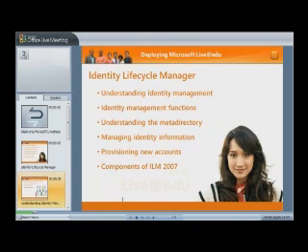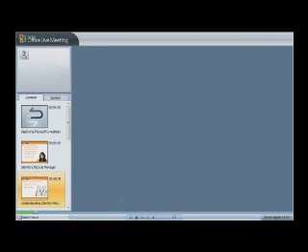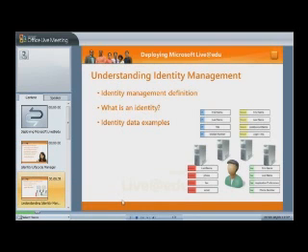Managing user identities is a top priority for many businesses today. People need to access multiple systems and resources on the corporate network.